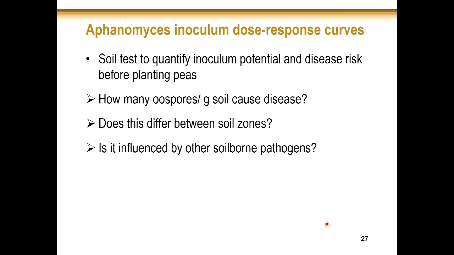So the question that we have for Aphanomyces is how many oospores per gram of soil is going to cause disease? Is there a difference when we're seeing that the pathogen is spread throughout all of Alberta and Saskatchewan? Is there a difference in this inoculum potential between soil zones? Do we have to consider that Fusarium might also be contributing to disease?